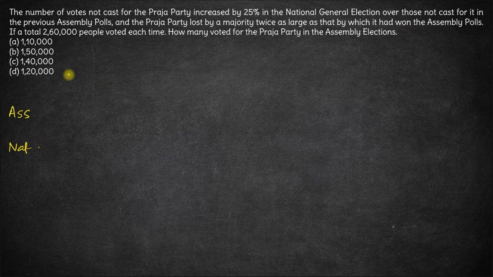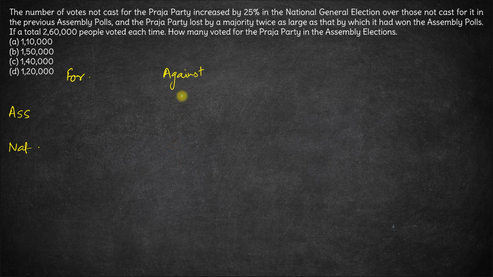Now there are certain votes which are cast for the Praja Party and there are certain votes which are cast against the party. Okay, the question says the number of votes not cast for Praja Party, that means against it. The votes not cast for it is basically against it. So the votes against Praja Party in the national general election increased by 25% over the previous election. So the votes against, that means this number of votes is 25% more than this votes over here.